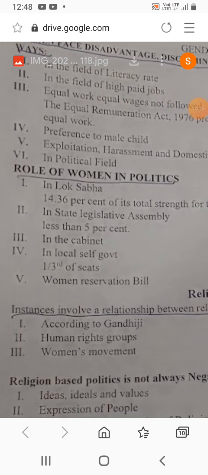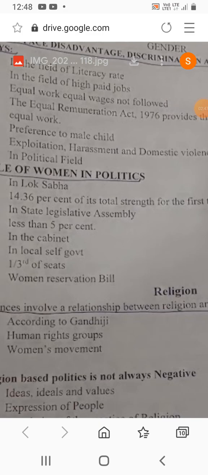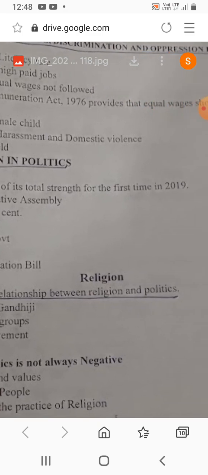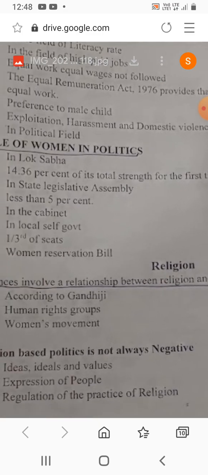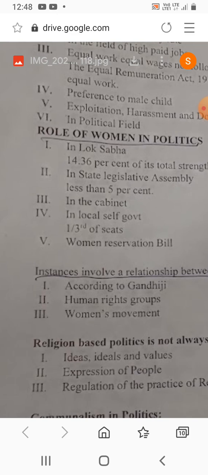And your key facts, what? 14.36% of the total strength for the first time in 2019. Or suppose your point 2 is state legislative assembly. In that your key fact is what? Less than 5%. In the cabinet. Then in local self government, here your key fact is what? 1/3 of seats. In point number 5, women reservation bill. This is also an example of the system of point headings.